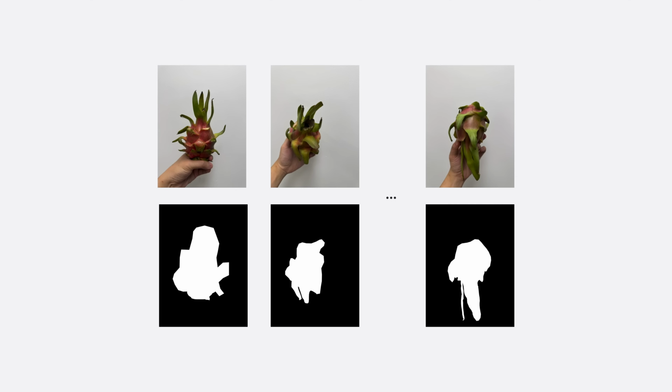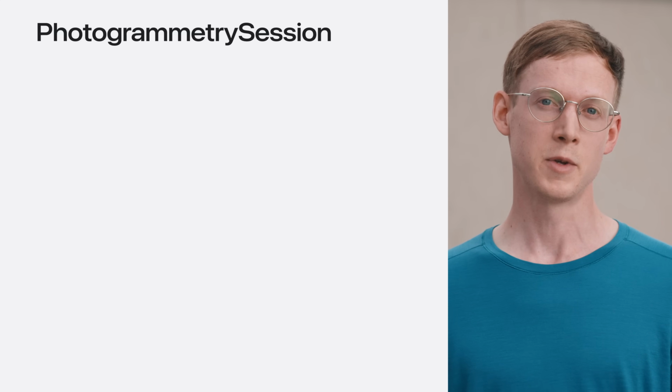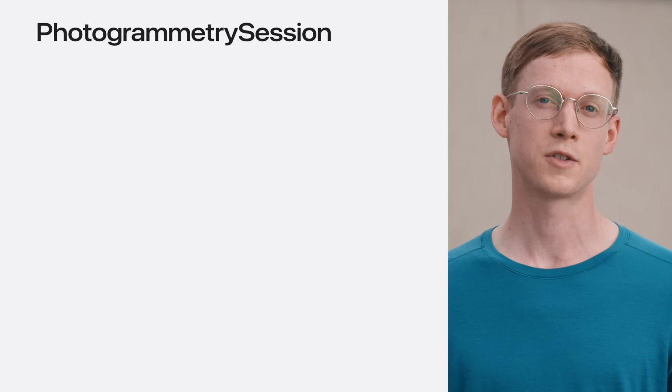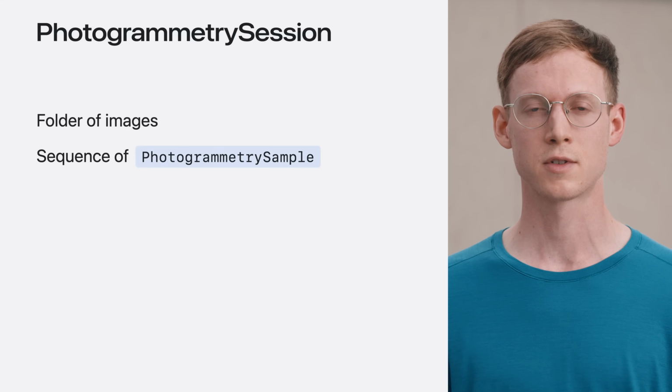I can fix this by adding masks to help the reconstruction for this case. Let's say I have created bitmap masks for each of the sample images to mask out the hands. How do I include these in the reconstruction? A photogrammetry session is used to reconstruct your model from images. There are two input sources to create a session: a folder of images or a sequence of photogrammetry samples.